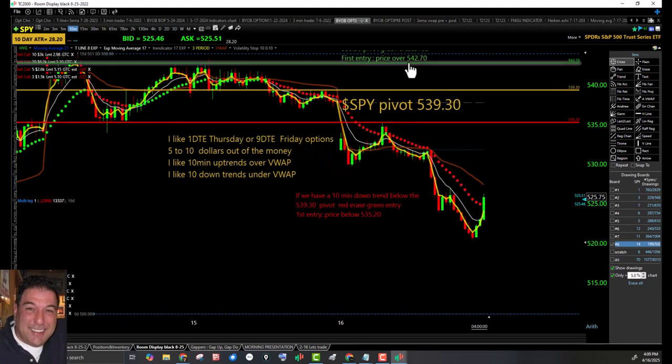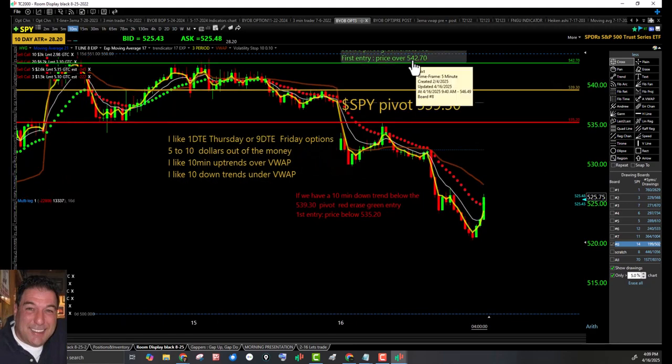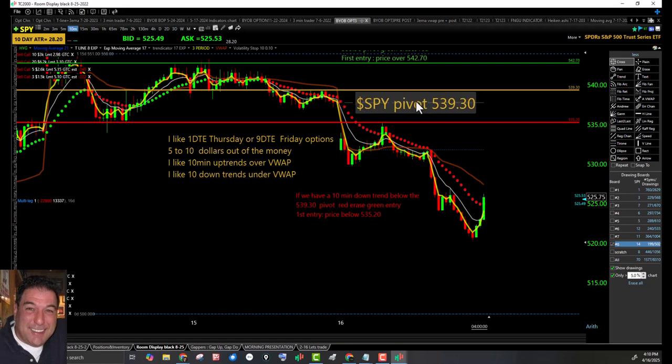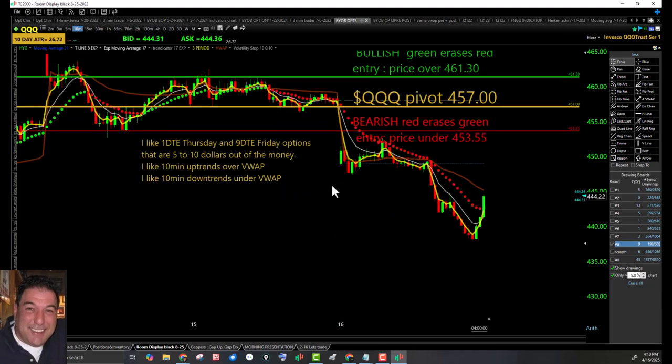Okay, so there was a green erases red event up here, 542.70. You can see we didn't even touch it. We didn't even get close to the pivot, which was 539.30. All right, let's take a look at QQQ.